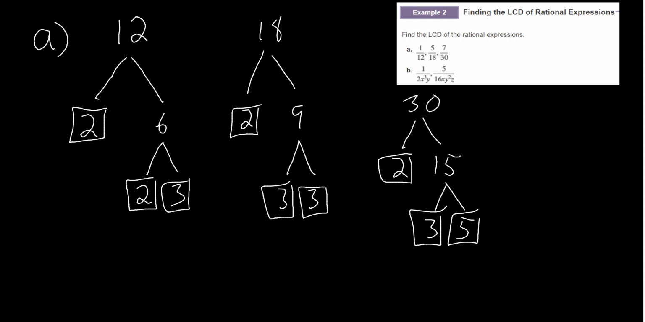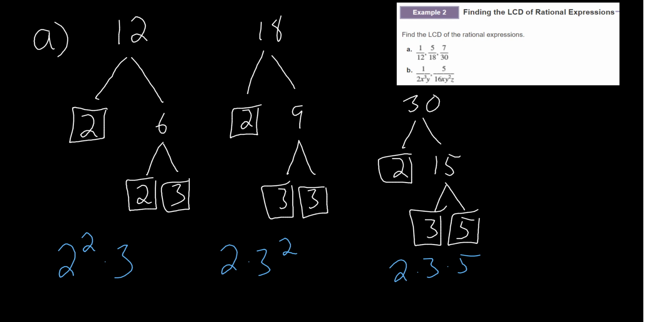Okay, so what we're going to do is we're going to write the prime numbers, right? So 12 is 2 times 2 times 3, or in other words, 2 squared times 3. 18 is 2 times 3 times 3, or in other words, 2 times 3 squared. And 30 is 2 times 3 times 5.